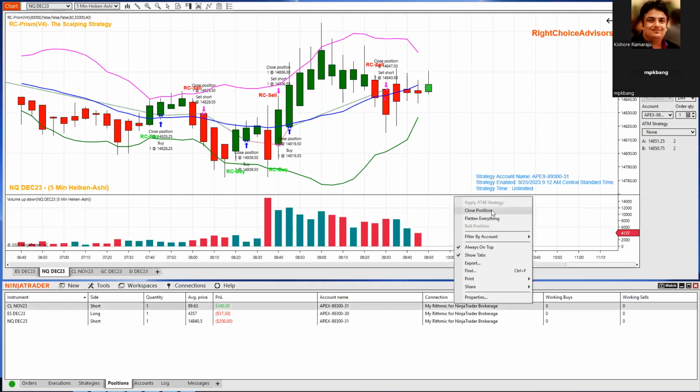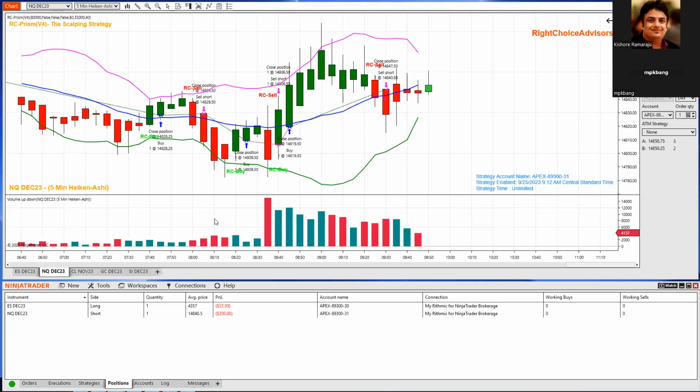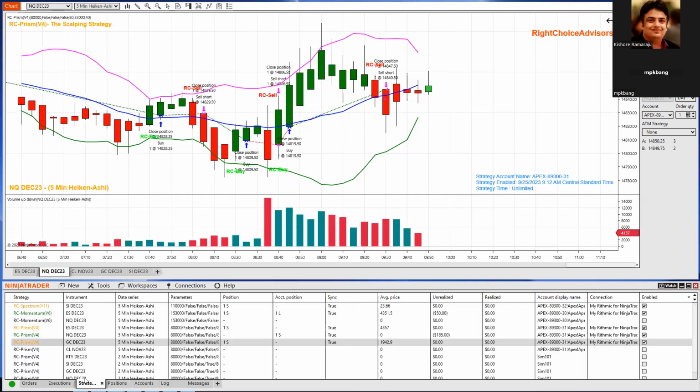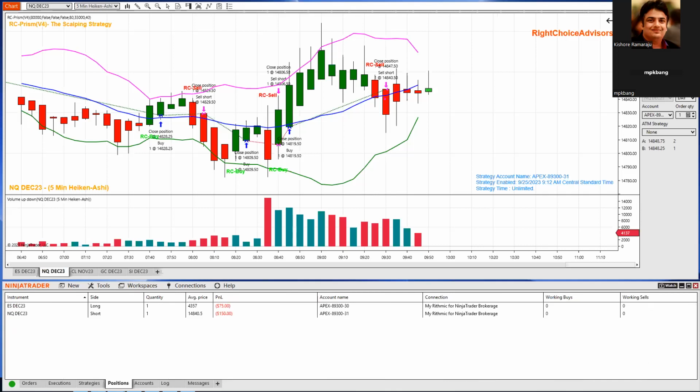because there is still a tough fight between bulls and bears. Bulls are trying to take it up. Bears are again trying to bring it down. So overall, the market is still in the bearish direction. So the algo is also not closing the short for NQ.